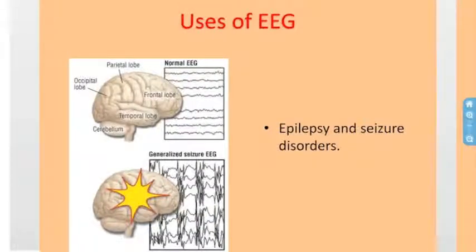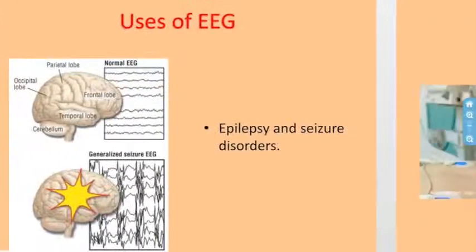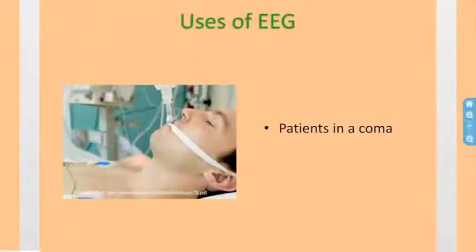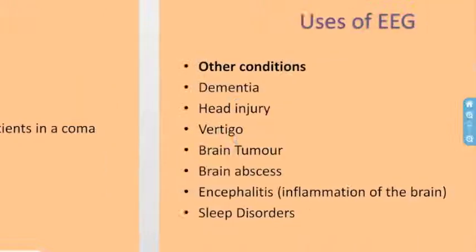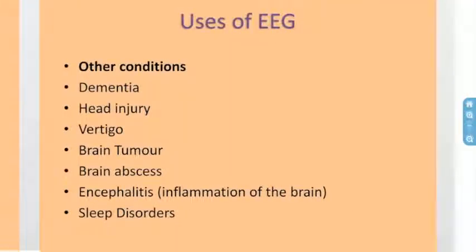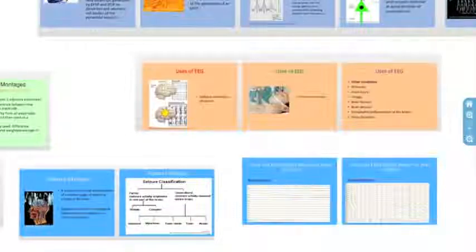Now we're talking about the uses of EEG. In clinical medicine, EEG is mainly used to help diagnose epilepsy and seizure disorders. EEGs can also be used for patients who are in a coma. In this situation, the EEG can help determine the severity of brain damage. Other uses also include dementia, head injury, vertigo, brain tumor, brain abscesses, encephalitis, and sleep disorders.